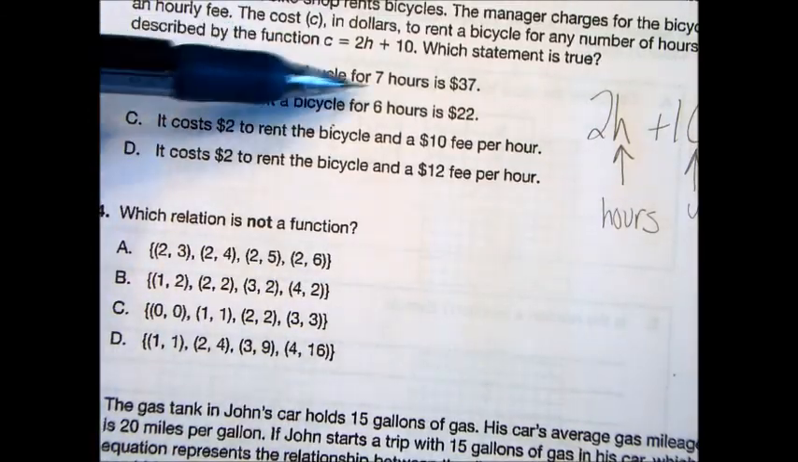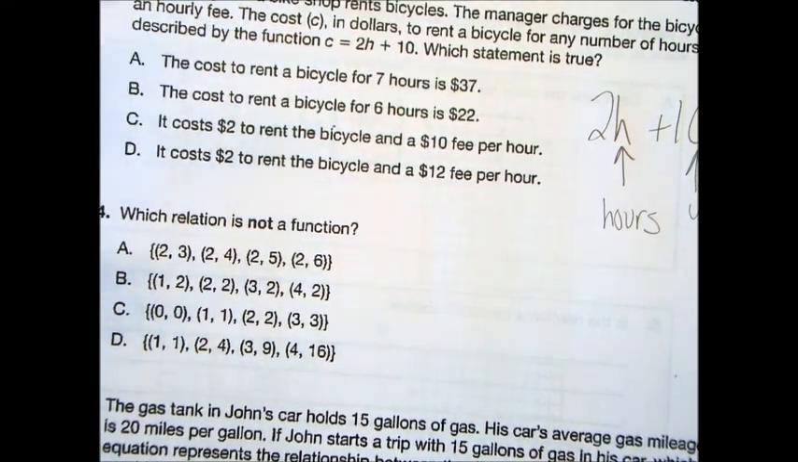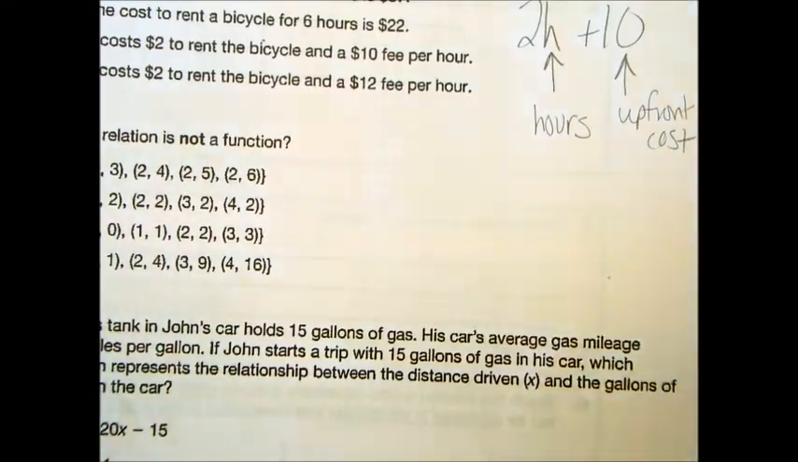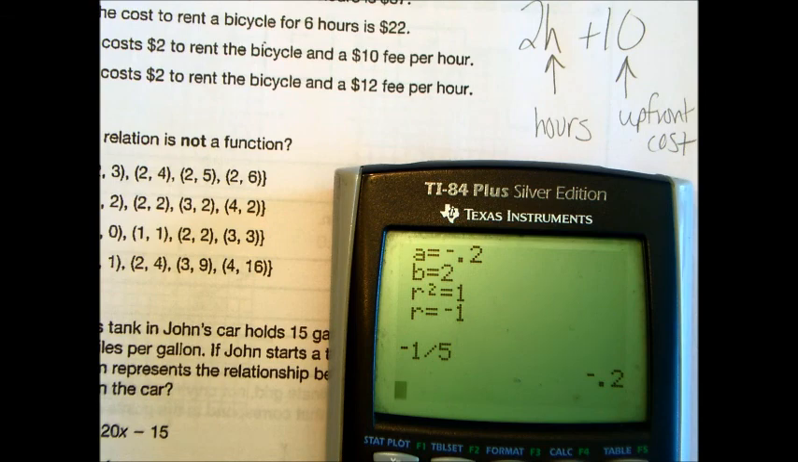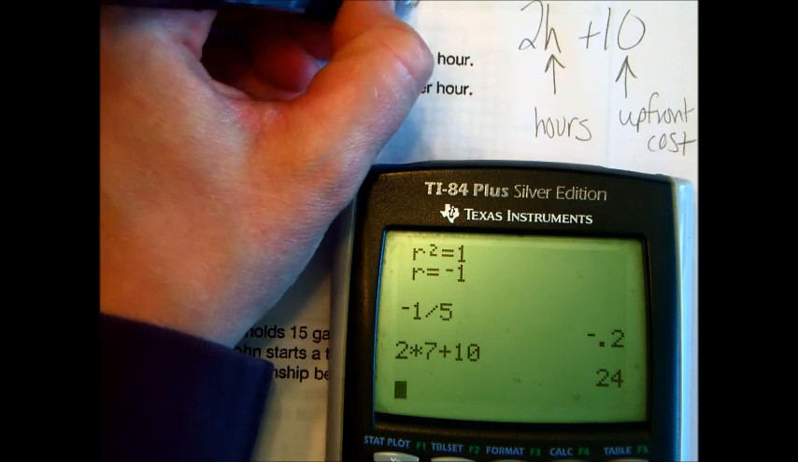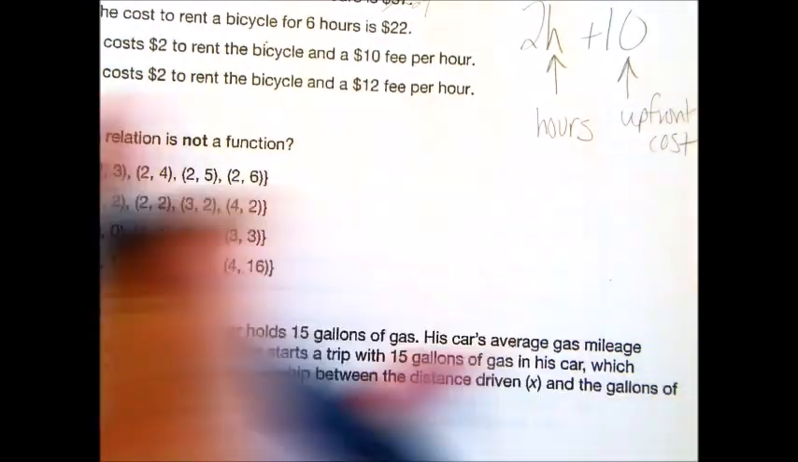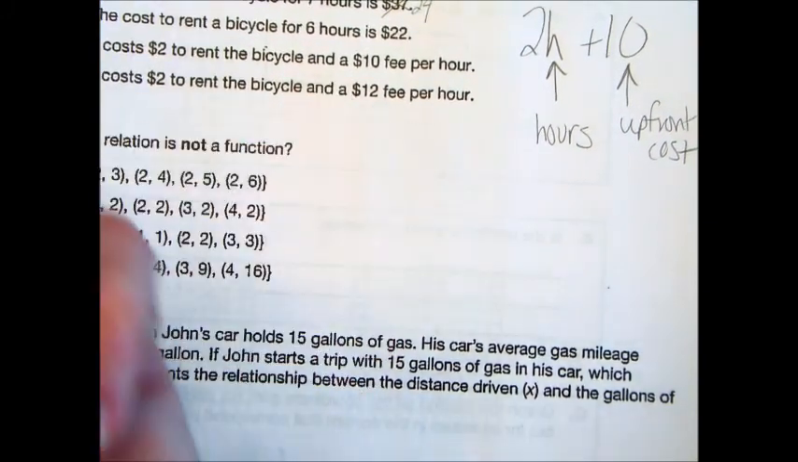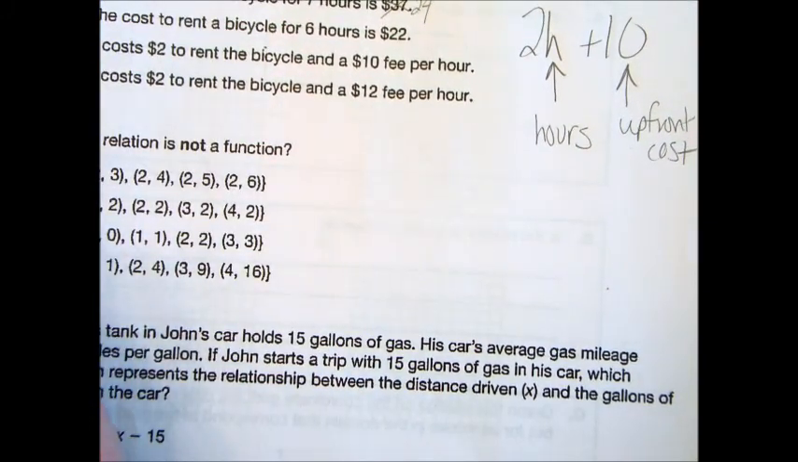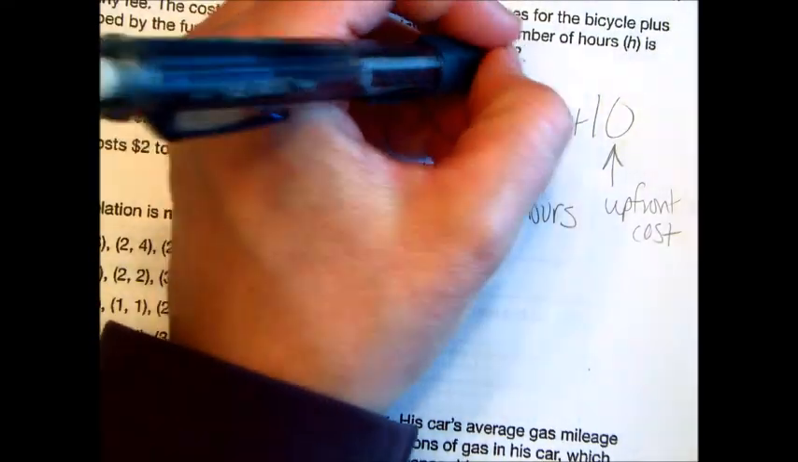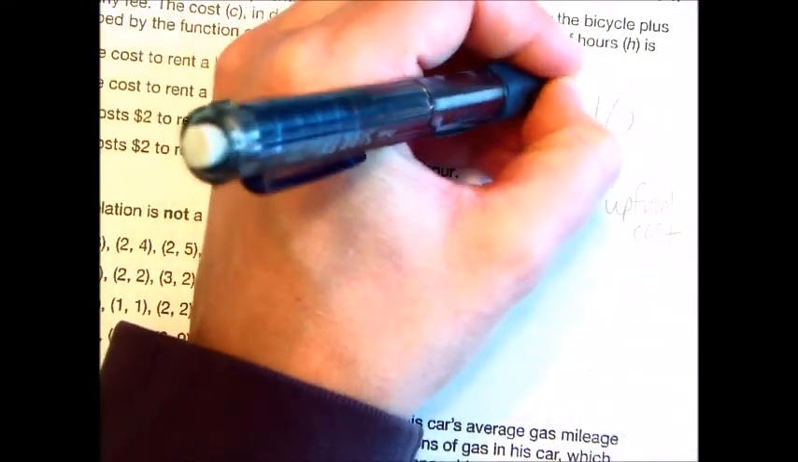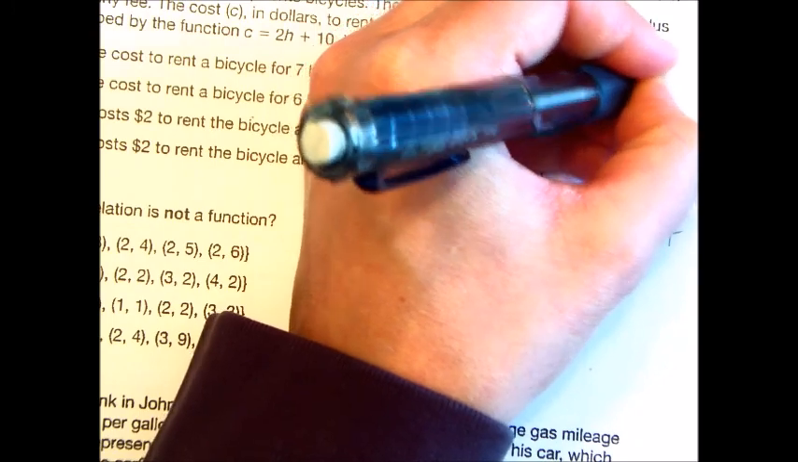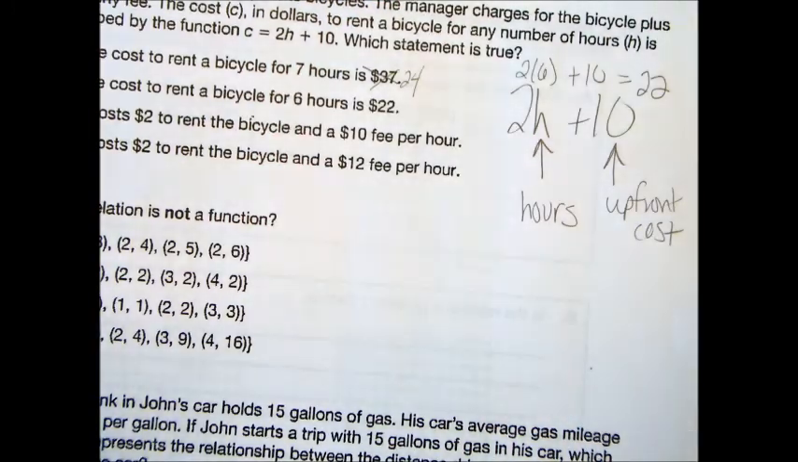The cost to rent a bike for 7 hours is $37. So if we plug 7 in, let's see if it is 37. So 2 times 7 plus 10. Nope, that's only 24. This would have to say $24. To rent a bike for 6 hours costs 22. I think that one's going to be it. So let's try. So if we do 2 times 6 plus 10, oh, that does make $22. B has to be the answer.